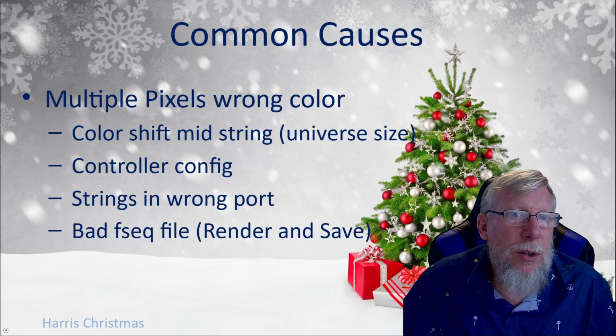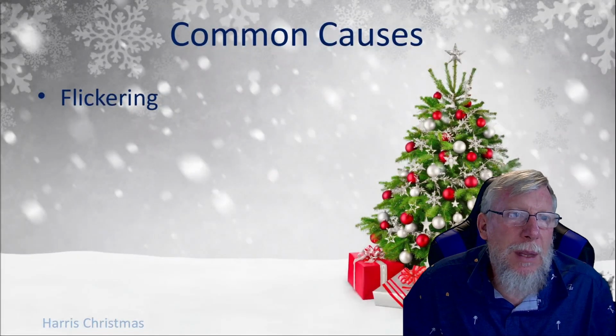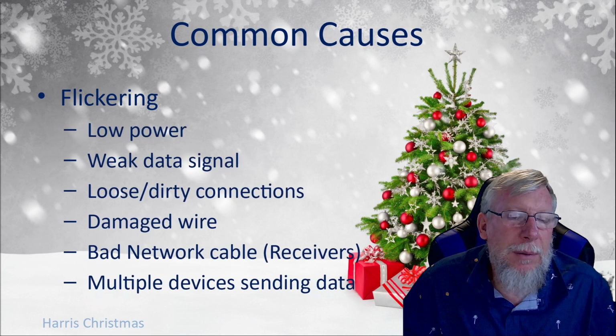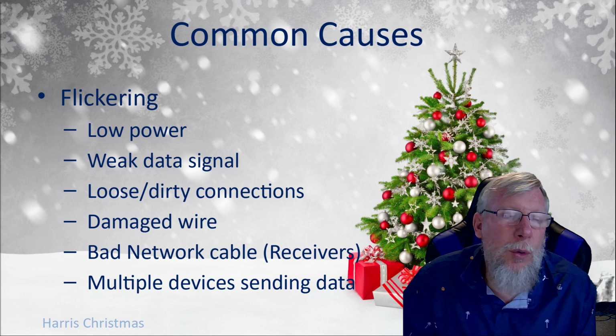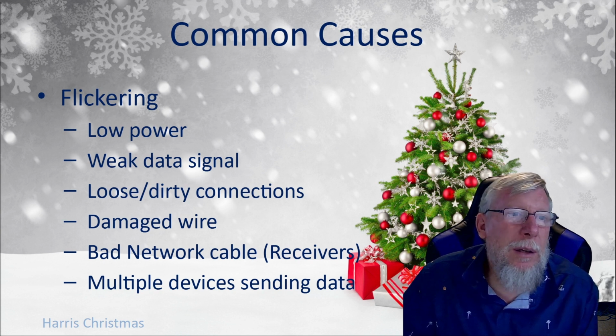So let's get into flickering. So common causes of flickering. This one is a little more complicated, and there's too many variables involved: wire size, distance of runs, things like that. So low power, if you've got a long run or a lot of lights, that could be an issue. You could have a weak data signal. If you've got a lot of lights or you don't have a sufficient ground, that could cause flickering.